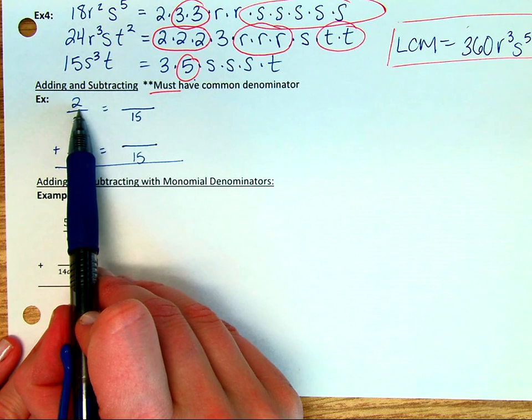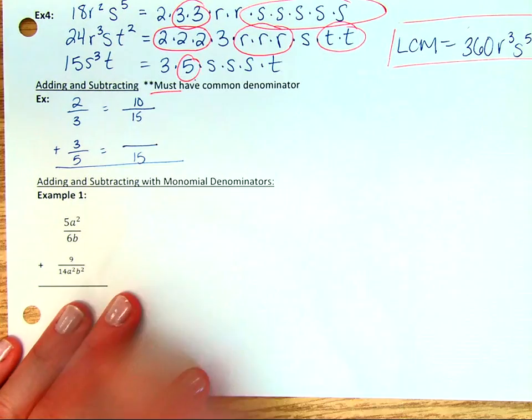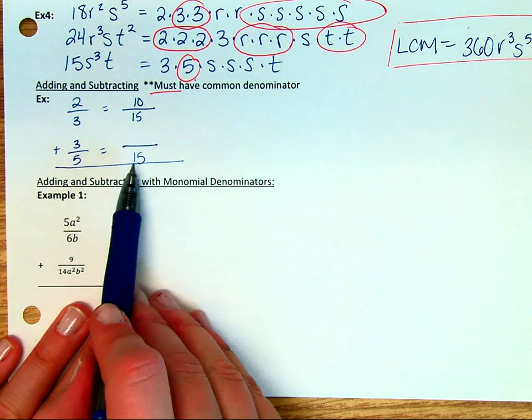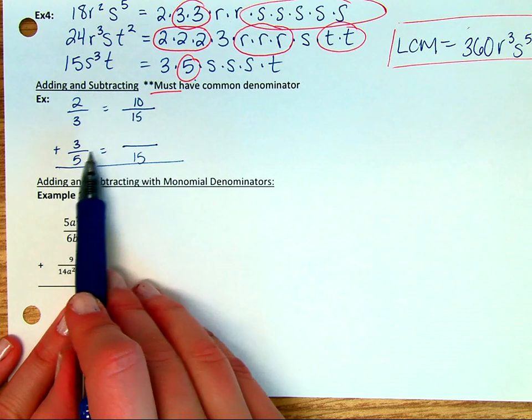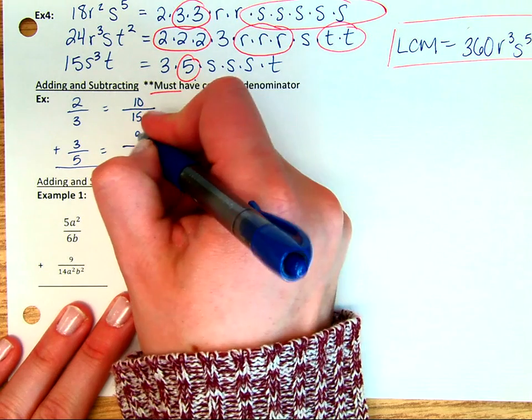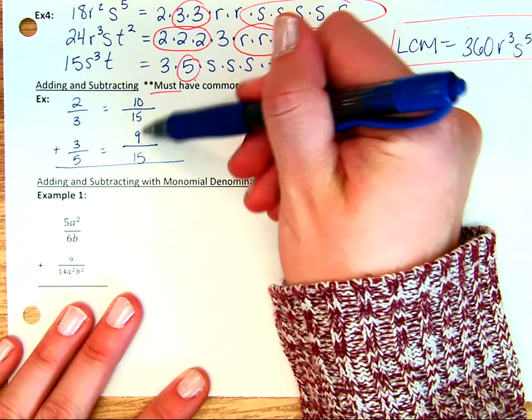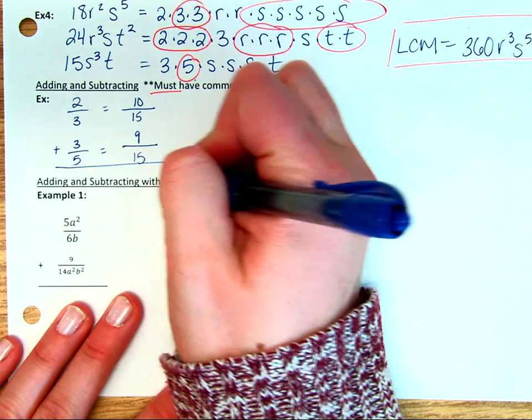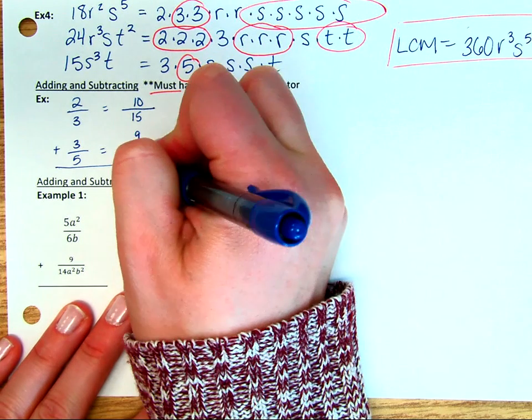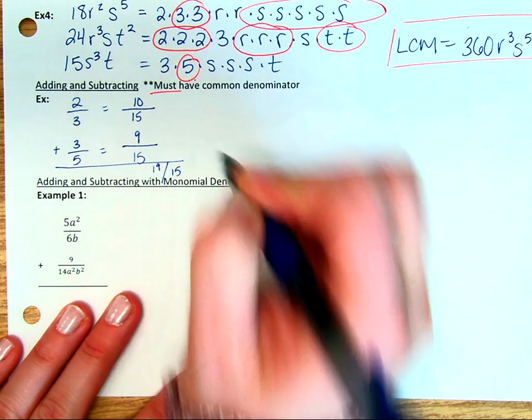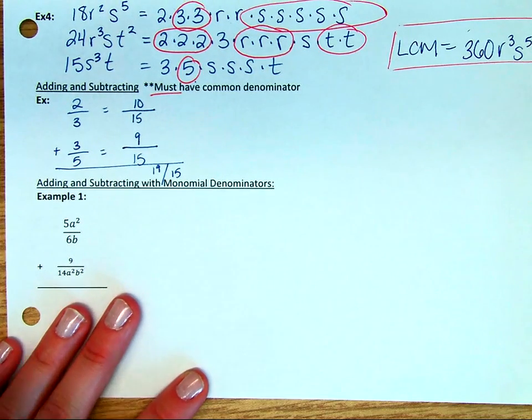2 times 5 gives me 10. How did I get from 5 to 15? I had to multiply by 3. So do the same thing to the top. 3 times 3 is 9. Now my denominators are the same, so I can add. My answer is going to be 10 plus 9. That's 19 over 15. 19/15 would be my answer.